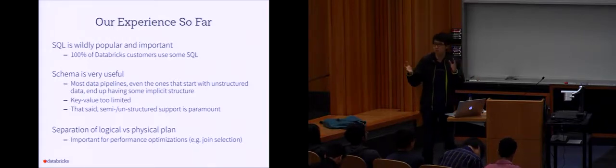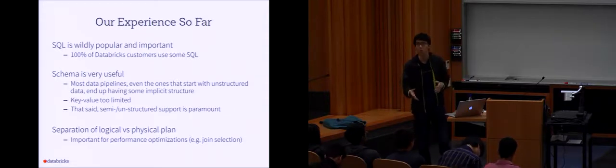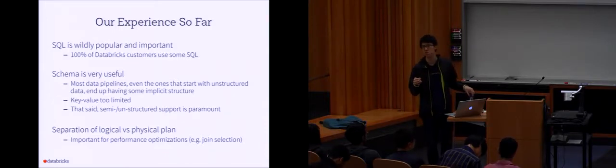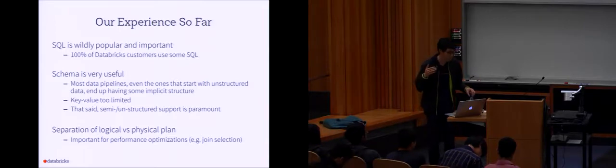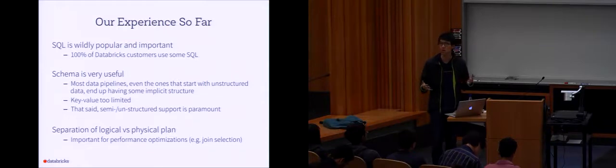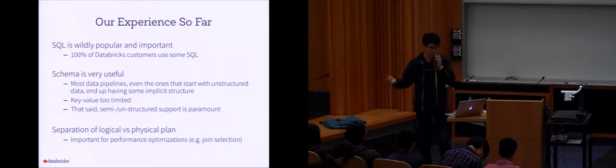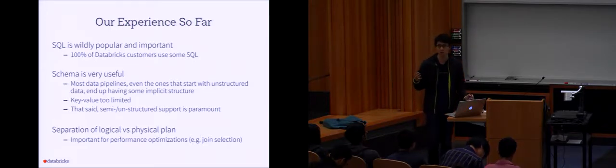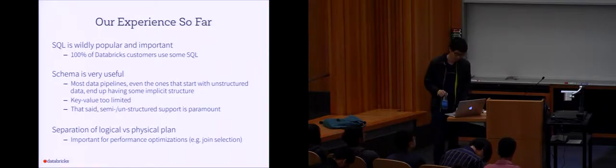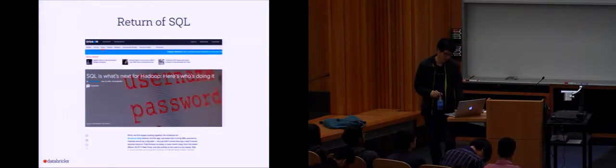Now, because somewhere you might still have unstructured data, you can't really drop the unstructured, semi-structured data support. You still need those. And the last part is the separation of logical versus physical plans. It's also very important for performance optimizations. Most of our users don't really want to think about how to do this join, how to do this scan, how to employ indexes. Just being able to specify things more declaratively, like in SQL or the data frame API, was a hugely important feature of it. So, the return of SQL.